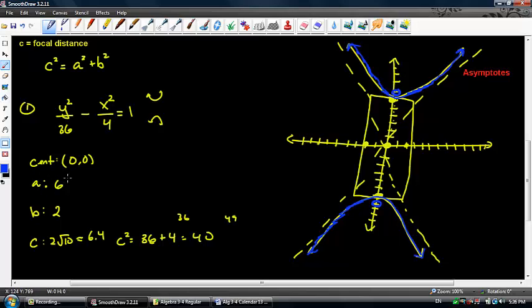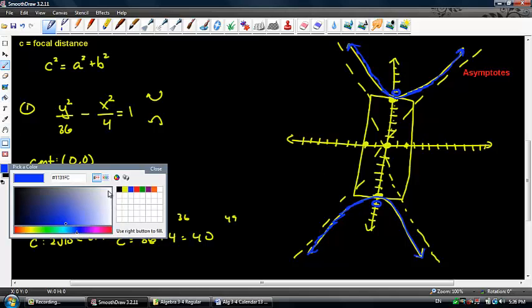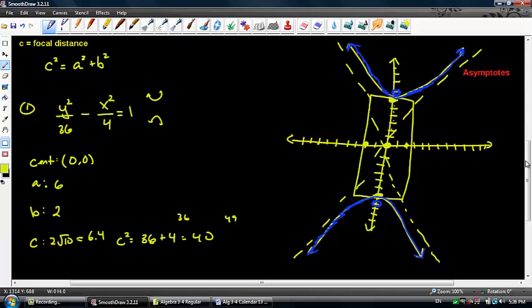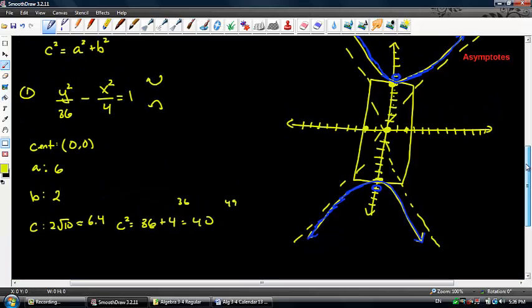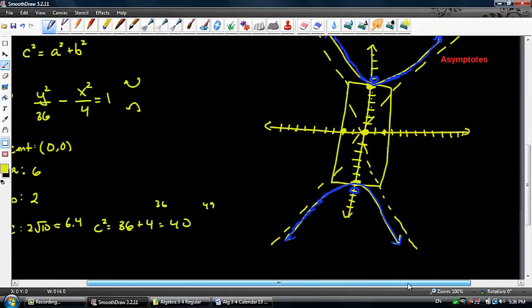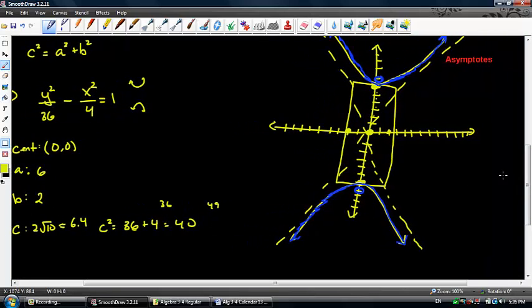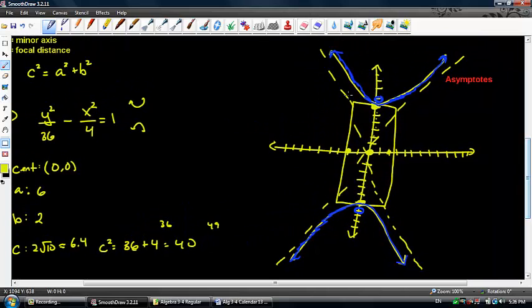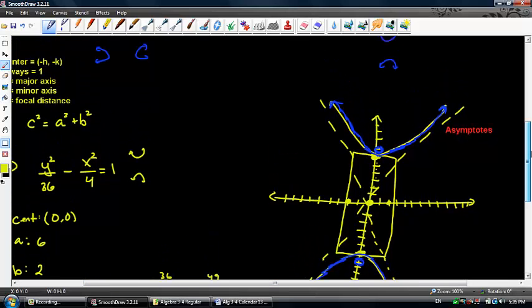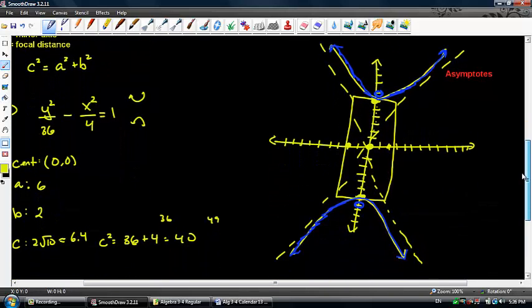Just like the ellipse, the foci always lie on the major axis. And since the major axis was 6, and the major axis was underneath y, we move up and down to find our focal coordinates. Now, finding the slope of the asymptotes is going to be a little bit different.